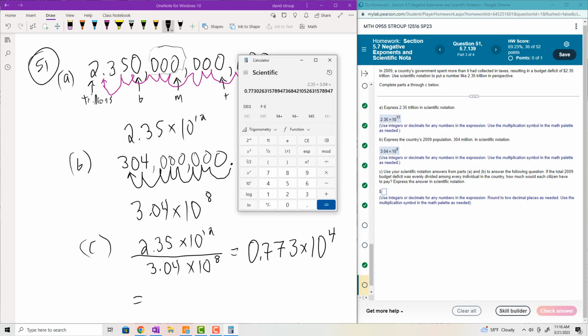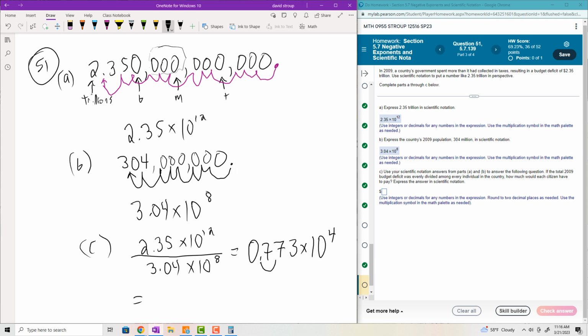Well, actually, we want to turn it into a normal number. No, they want you to express the answer in scientific notation. Okay, great. So to put it in scientific notation, right now the decimal portion is not in between 1 and 10. So I have to move the decimal over. That will be 7.73. There's my two decimals now. Times 10 to the first.